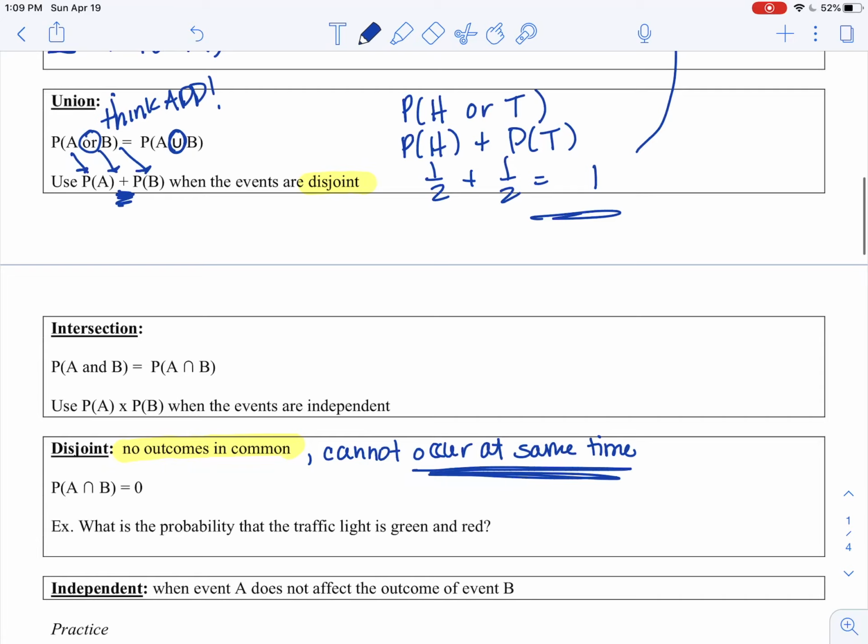Okay, intersection. So intersection means and. That's what you should be thinking of. So when you see the word and, I want you to think multiply.